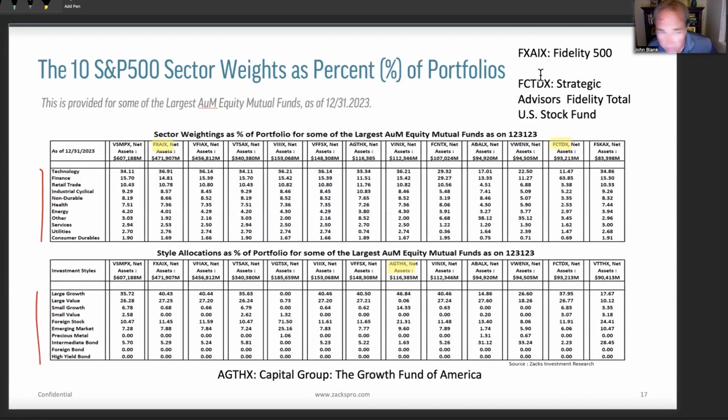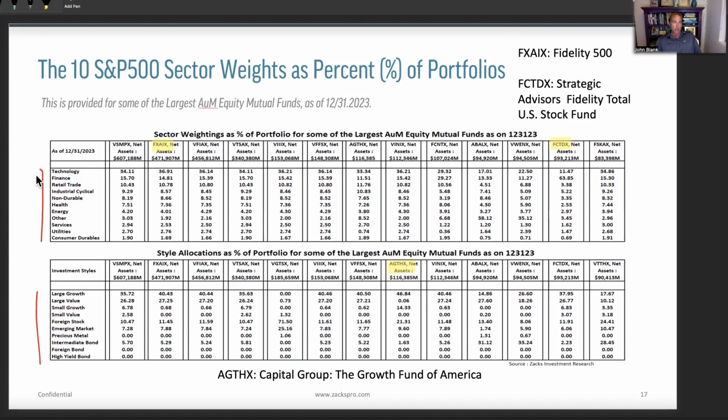All right, weightings. Over here, I've got FXAIX, that's the Fidelity 500. Over here, I've got FCTDX, Strategic Advisors Total U.S. Stock Fund. And down here, I've got AGTHX, Capital Group's Growth Fund of America. Now, why did I choose these? Tech weighting of 37% here for Fidelity 500, only 11% in the total stock fund. And if you're American Funds, if they're looking for growth, they're at 46% tech, and large growth is where they're looking. That's your mega cap story.